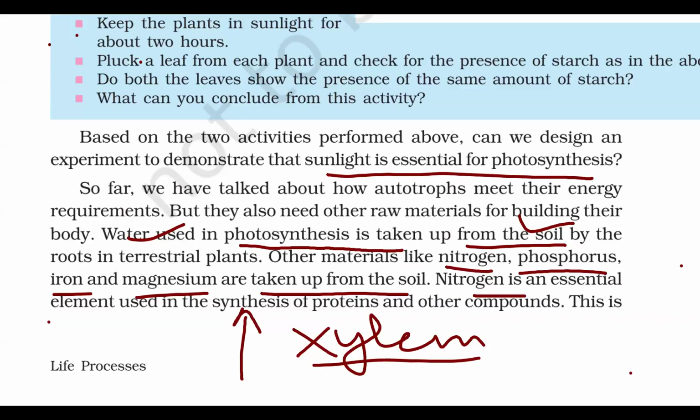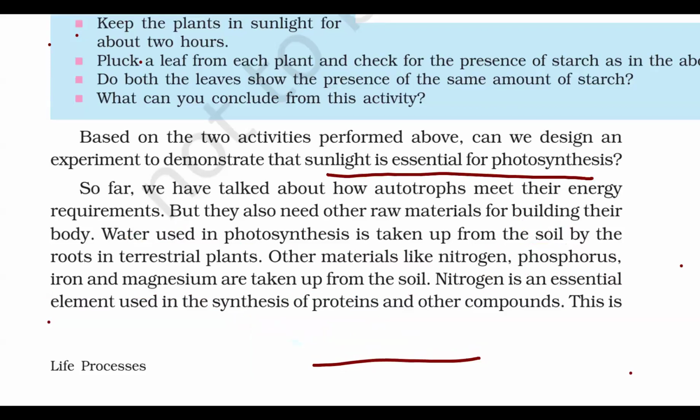So nitrogen is an essential element that is used in the synthesis of proteins in plants also. In 11th class, you will study that the building block of protein is nitrogen. When you are chemically drawing the structures of protein, nitrogen plays a very important role. These are also asked in some 1-mark questions. That's why I am explaining to you that nitrogen is essential for protein.